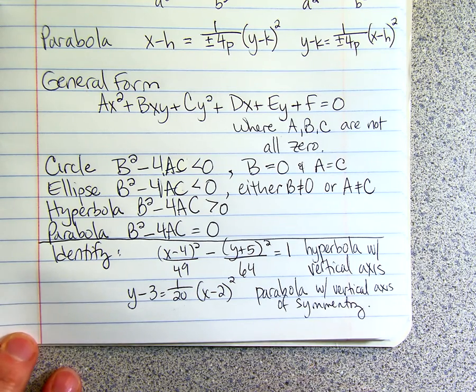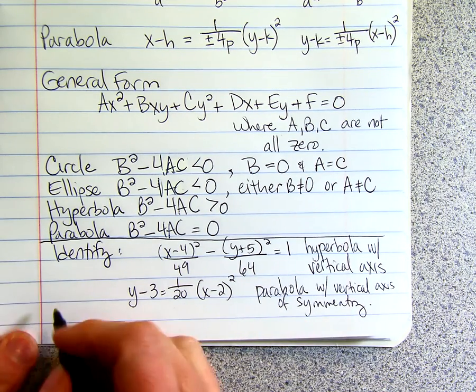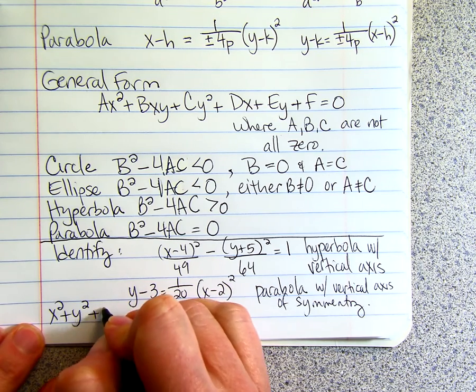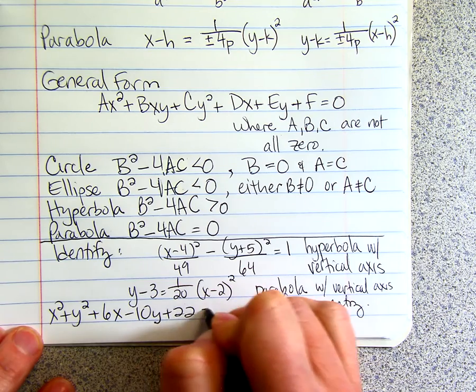I'm going to do one more example. Possibly I can fit it right here. I'm going to try it. Okay, so we have x squared plus y squared plus 6x minus 10y plus 22 equals 0.